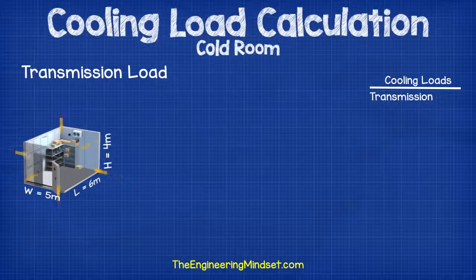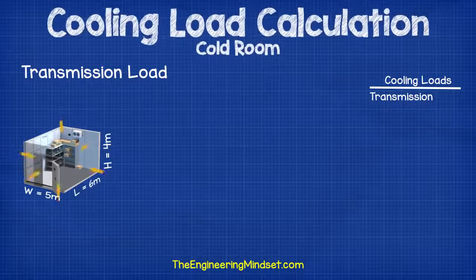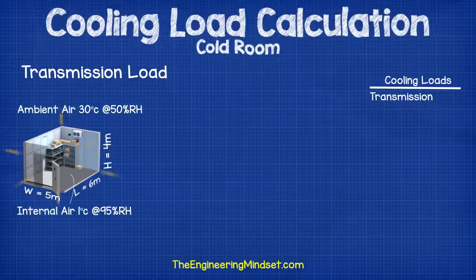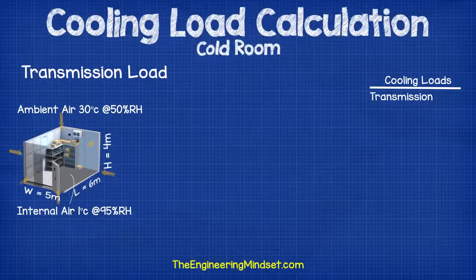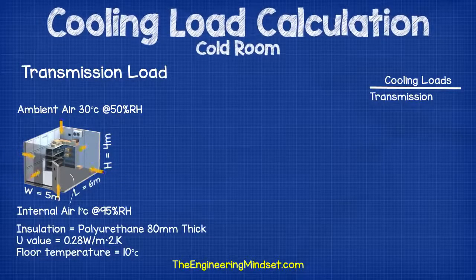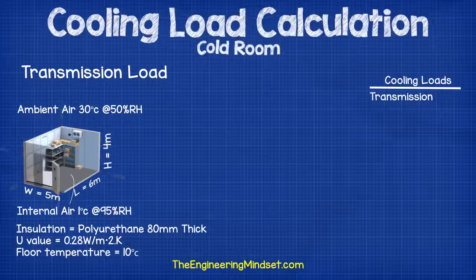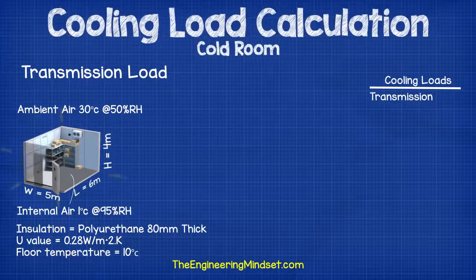The dimensions of our cold store are 6 meters long, 5 meters wide and 4 meters high. The ambient air is 30 degrees Celsius at 50% relative humidity, and the internal air is 1 degree Celsius at 95% relative humidity. The walls, roof and floor are all insulated with 80 millimeters of polyurethane with a U value of 0.28 watts per meter squared per Kelvin, and the ground temperature is 10 degrees Celsius.